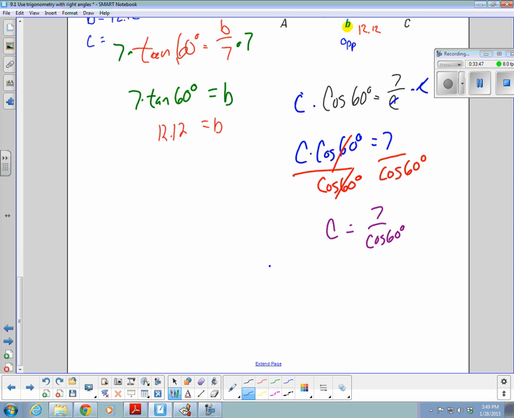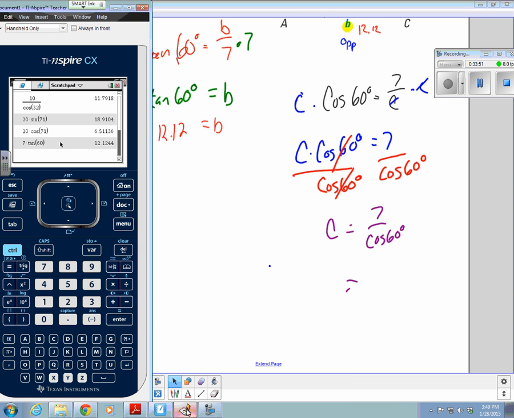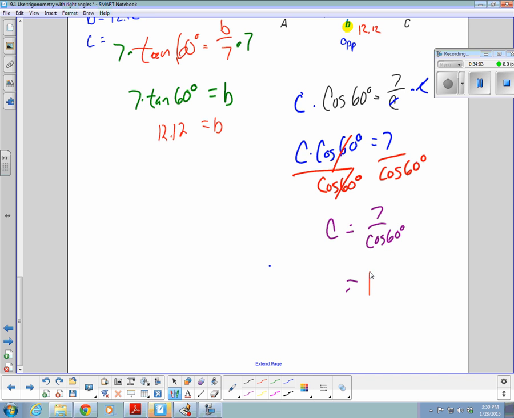Okay, now, what does that mean? Well, let's figure it out. That's in the calculator. So, what do we got? 7 divided by cosine of 60 degrees. Enter. 14. Nice number. That's real nice. That's almost too nice. Is that right? Yeah, that's right. It's just a really pretty number. It works out really nice. So it's 14.